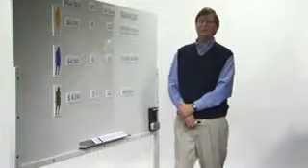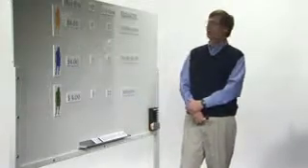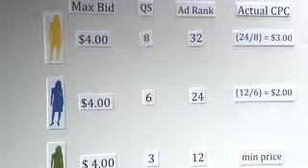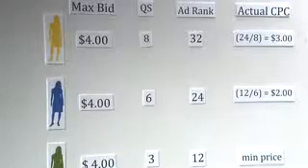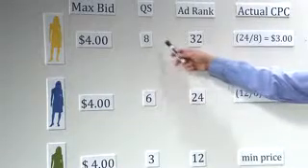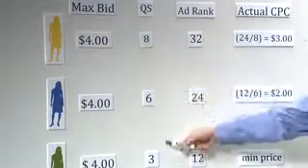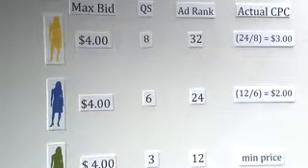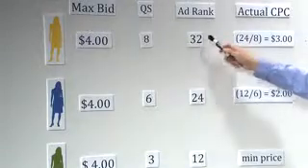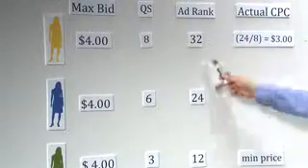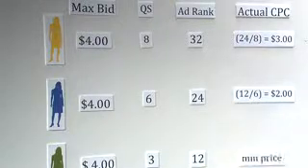So let's see how this works in a slightly more complicated example. Here we've got 3 advertisers and they're each bidding the same price. So we've got max bid is $4 for each of them. But they have different qualities. In this case, the quality is 8, 6, and 3. So the ad rank is determined by multiplying the bid times the quality to give us ad ranks of 32, 24, and 12. So what determines the price?